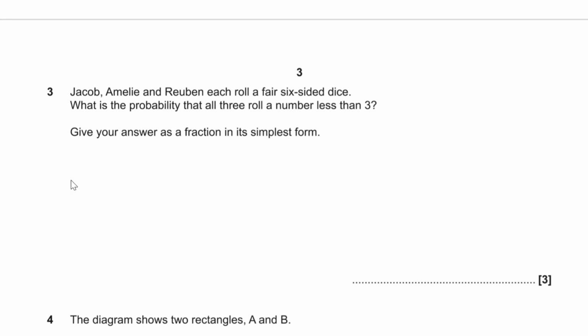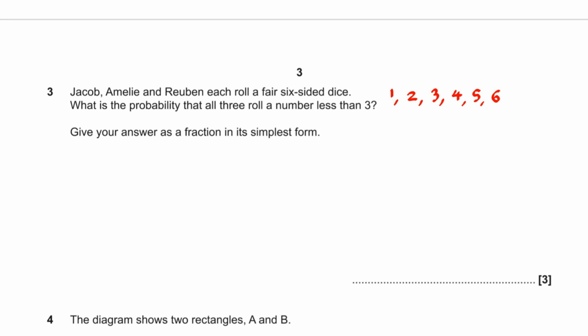Question number 3. Jacob, Amelie and Reuben each roll a fair six-sided dice. What is the probability that all three roll a number less than 3? Give your answer as a fraction in its simplest form. Well, if we think about the different outcomes we can either have a 1, a 2, a 3, a 4, a 5, or a 6.